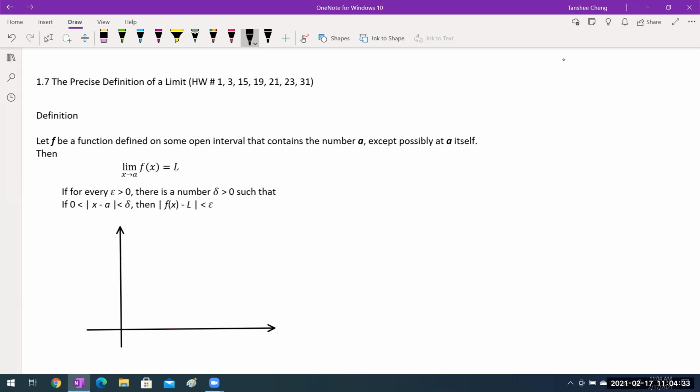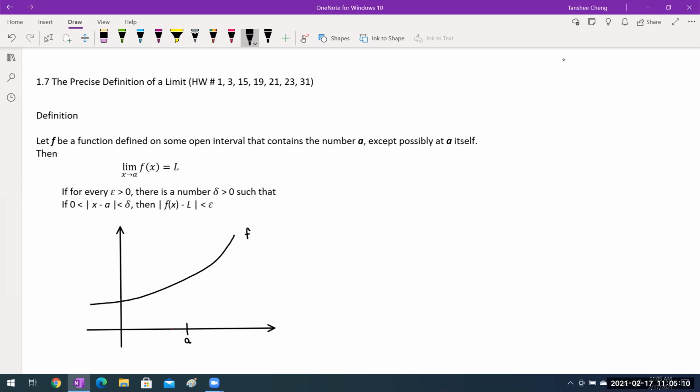So the definition says that if a function is defined on some open interval containing the number a, except possibly a itself. So what does that mean? We know that if we have a function that is defined everywhere, including a, then the limit of the function is basically what the function evaluates to at a itself, by direct substitution, which we know works on polynomials and rational functions because it's within the domain.